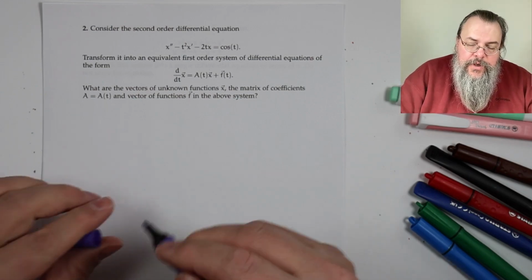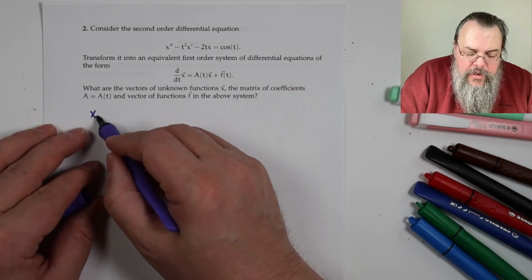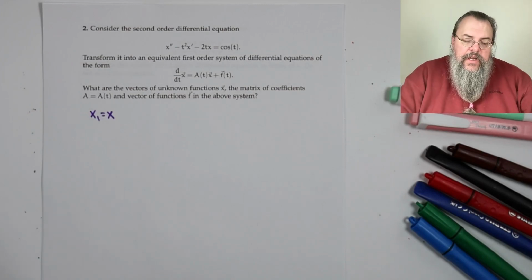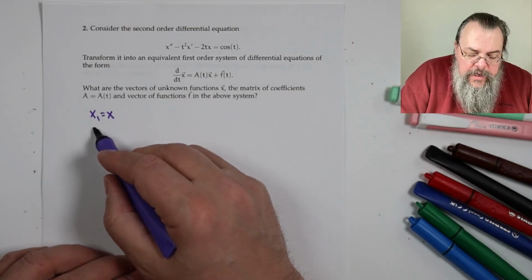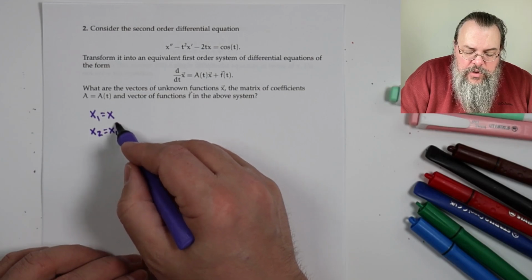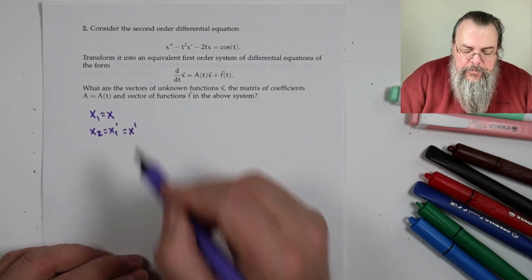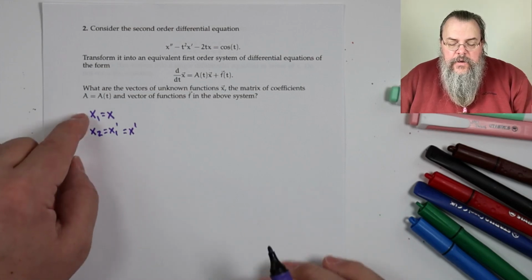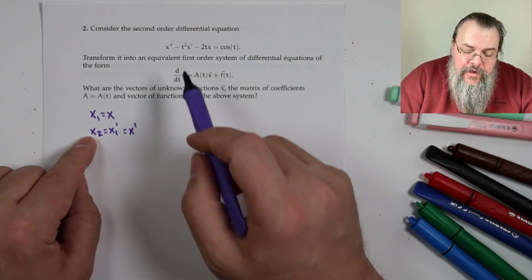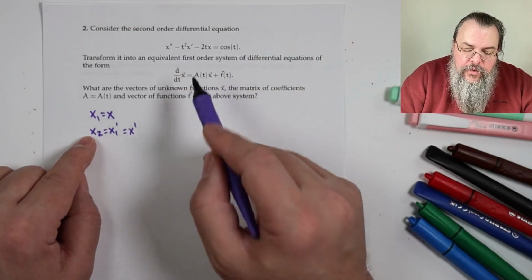So what we're going to do is introduce some new variables. We're going to let x1 be the actual function that we're interested in, x. And now we're going to let x2 equal x1 prime. In other words, that's x prime. And we stop here. We don't need to go any further. Because I claim now we can rewrite this differential equation, right? Because what do we have?